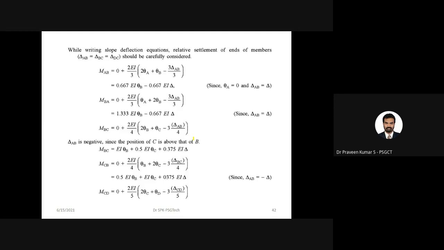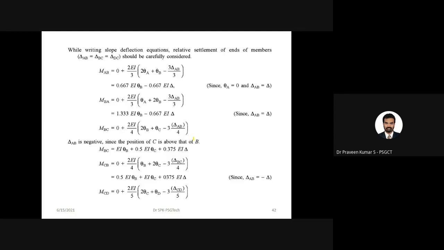For MBC, 0 plus 2EA by 4, 2 theta B plus theta C minus 3 del AB by 4. So del AB is supposed to be the value to be taken. Since it is having a negative one, the position of C is above that of the point. So we consider it here as positive, minus of minus is plus. So MBC equal to EA theta B plus 0.5 EA theta C plus 0.375 EA into del. So similarly, we have to write for the other positions, that is the CB and CD.